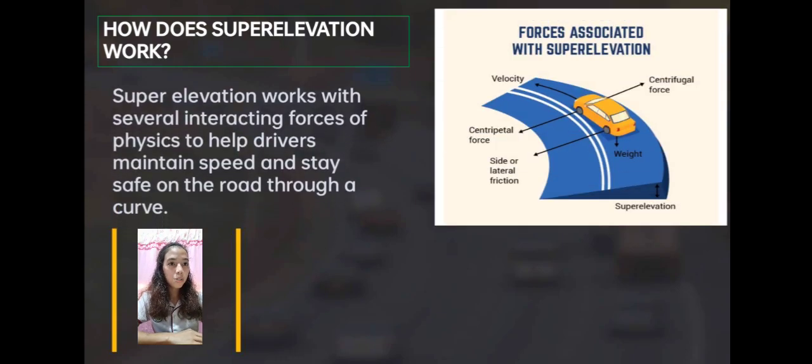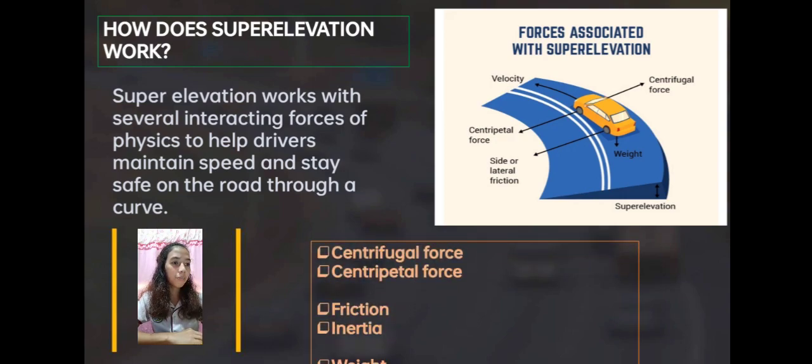How does super elevation work? Super elevation works with several interacting forces of physics to help drivers maintain speed and stay safe on the road through a curve. So, in this picture, you can see the forces involved in super elevation: centrifugal force, velocity, centripetal force, side or lateral friction, and weight. The centrifugal force is the force that pulls the vehicle away from the center of the curve.